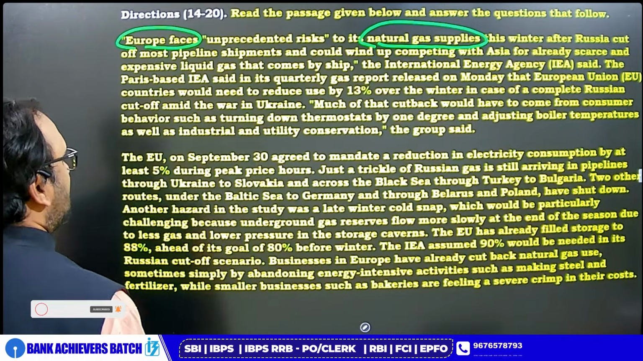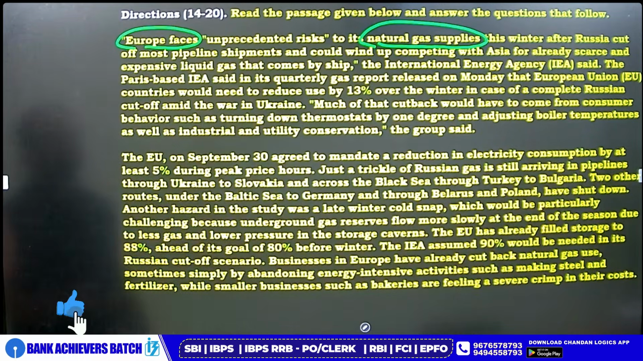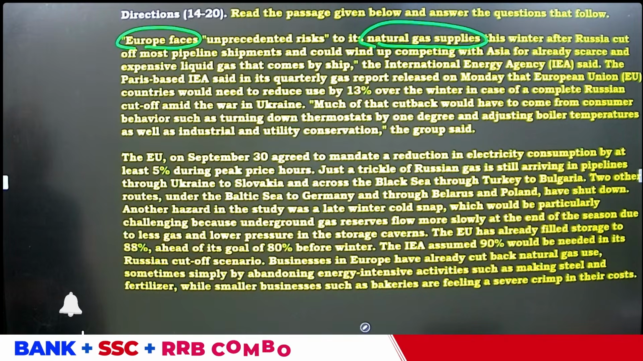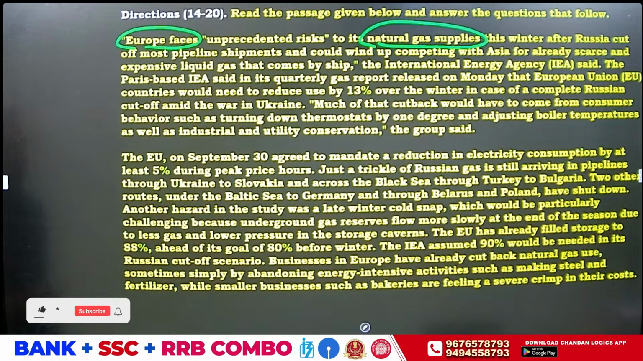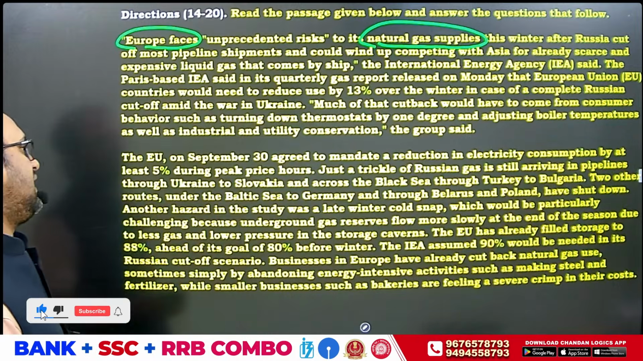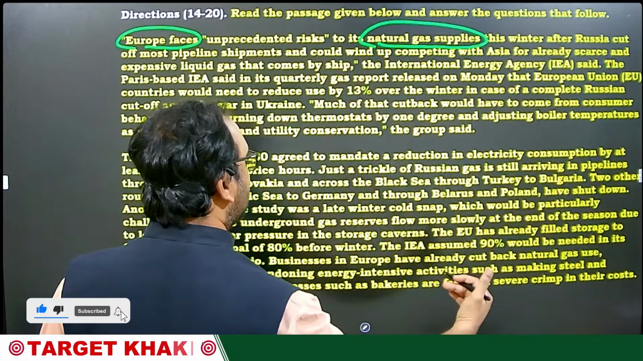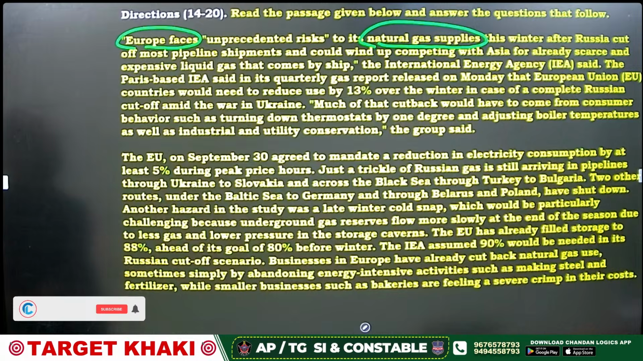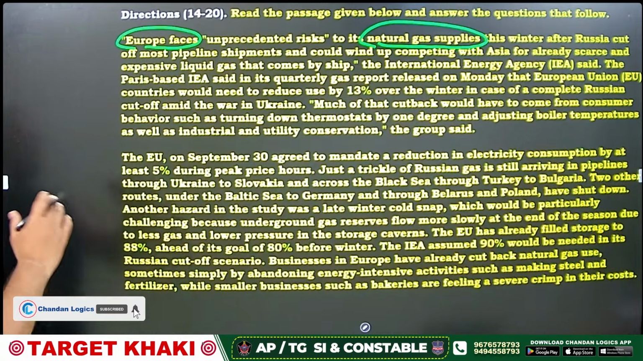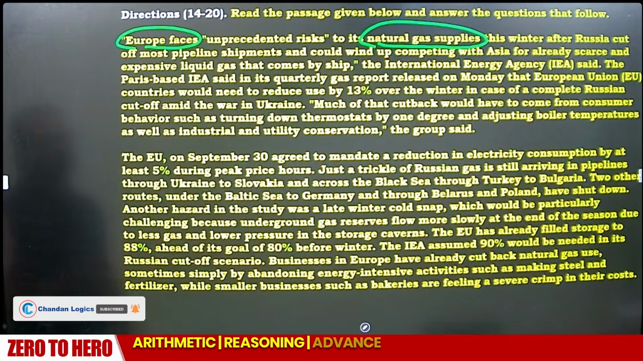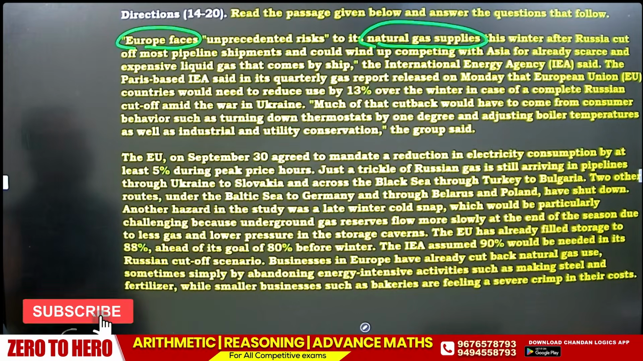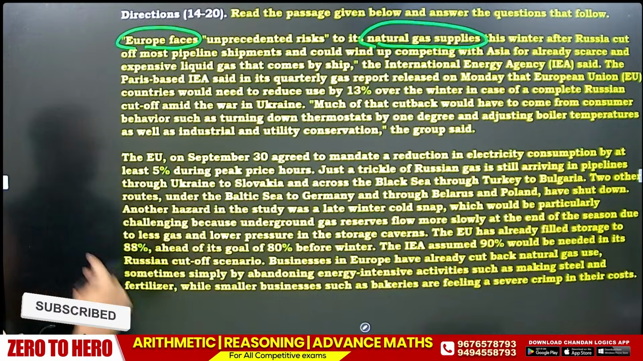So much of that cutback would have to come from consumer behavior, such as turning down thermostats by 1 degree and adjusting boiler temperatures, as well as industrial and utility conservation. The European Union on September 30 agreed to mandate a reduction in electricity consumption by at least 5% during peak price. So just a trickle of Russian gas is still arriving in pipelines through Ukraine to Slovakia and across the Black Sea through Turkey. Two other routes, under the Baltic Sea to Germany and through Belarus and Poland, have shut down.